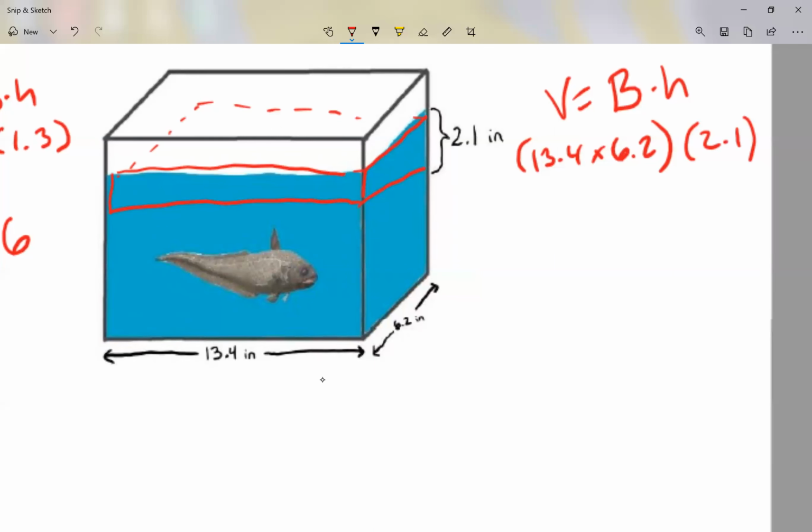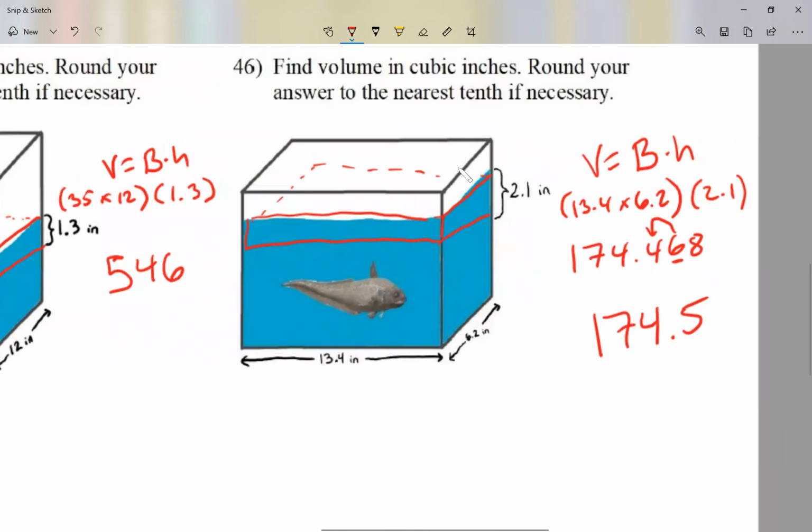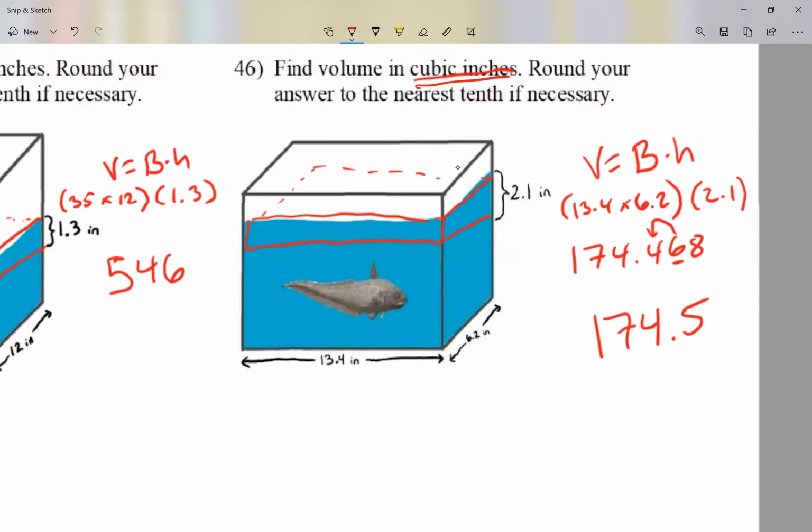There's a bunch of decimals, so I actually am expecting a decimal answer. So I'm going to go 13.4 times 6.2 times 2.1. My calculator says 174.468. All right. I said earlier, if you have a decimal, round to the nearest tenth. So I look at the second decimal number. It is big enough, so it's going to push that 4 over. So my answer will be 174.5. As a matter of fact, on the instructions, I'm even saying find the volume in cubic inches.